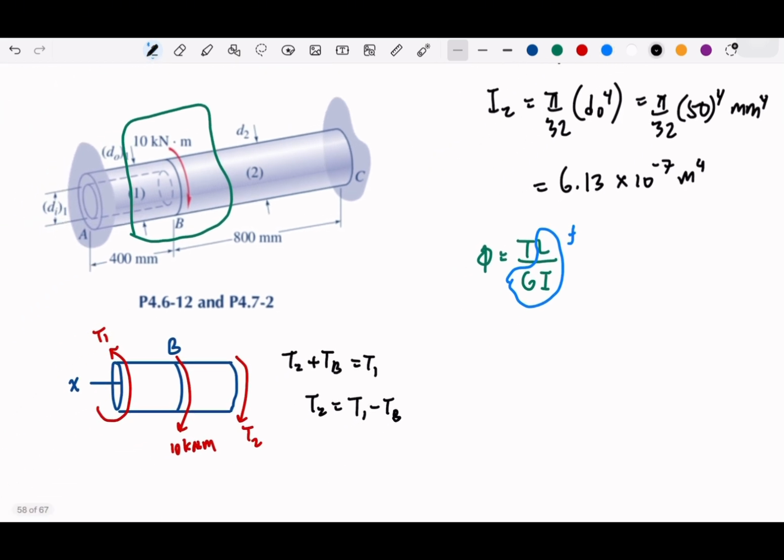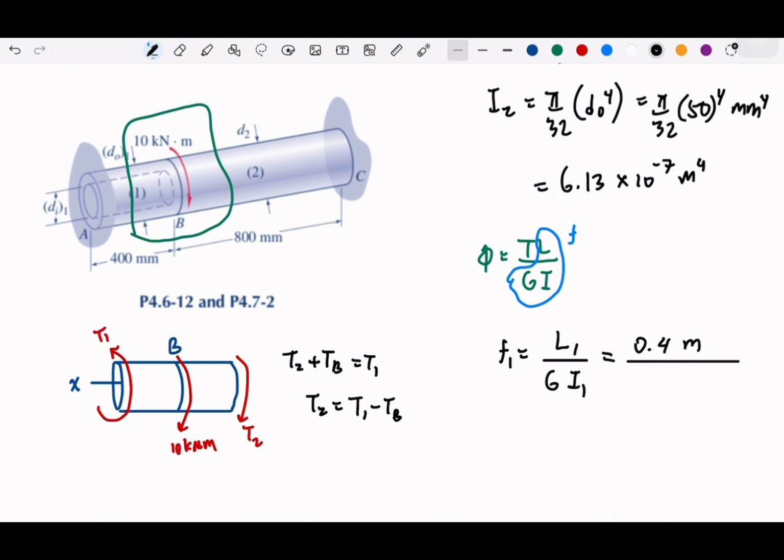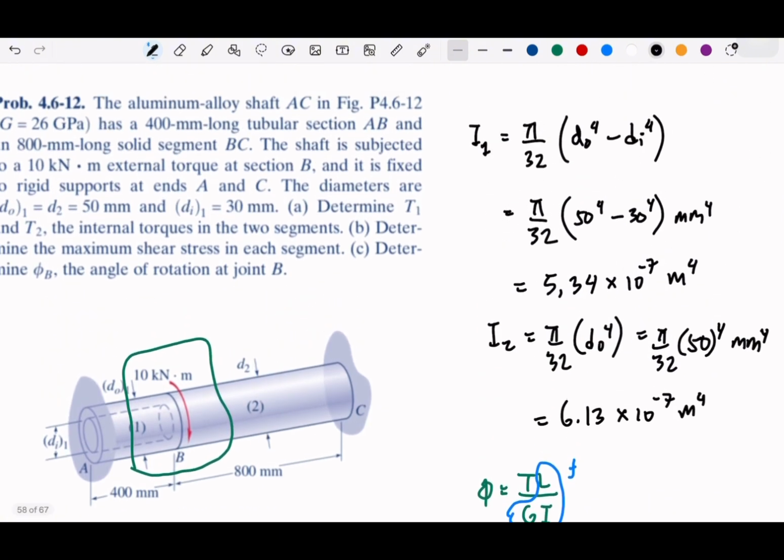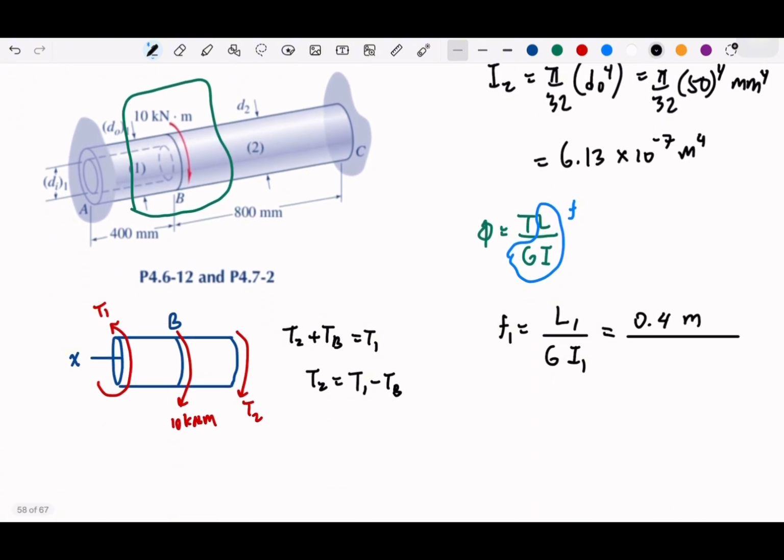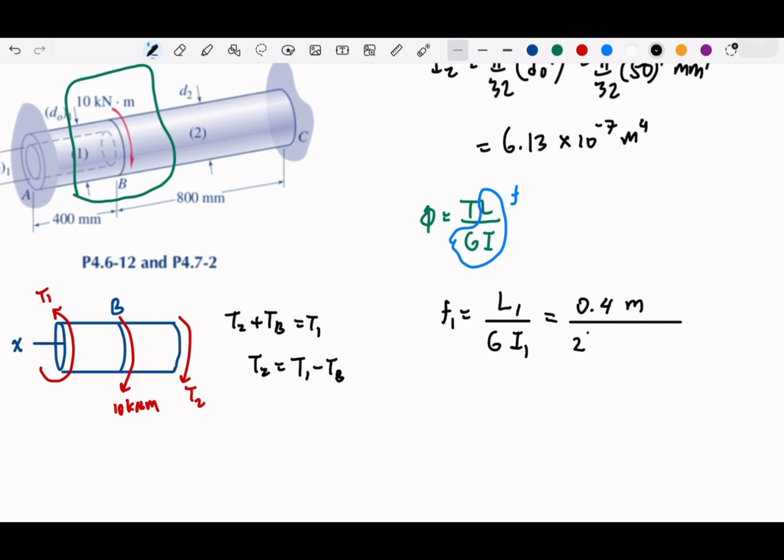So for element 1, we have all the information needed. We have the length, we have the modulus, we have the inertia, so we can just plug in. This is to help our computation, so we can compute F1 like that. So this will be L1 over G over inertia 1. L1 is the 400 millimeters, so I will write 0.4 meter. And then G is 26 gigapascal.